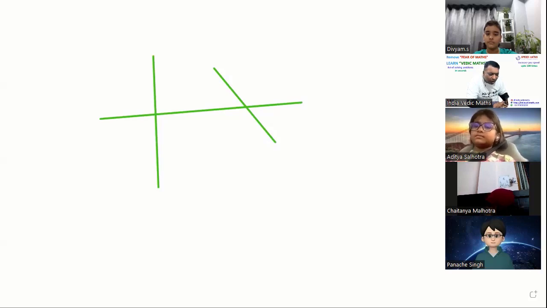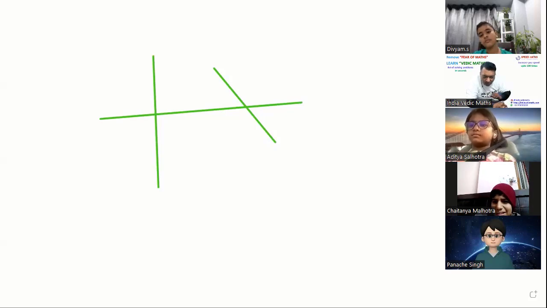How many angles are formed? Can I say, Aditya, or shall I write 8 in chat? Everybody write on chat, please. Okay. How many angles are formed? Aditya says 8, Divyam says 6, Ira says 8.